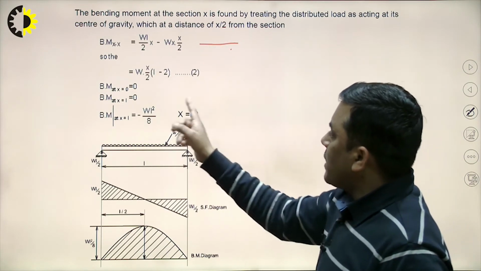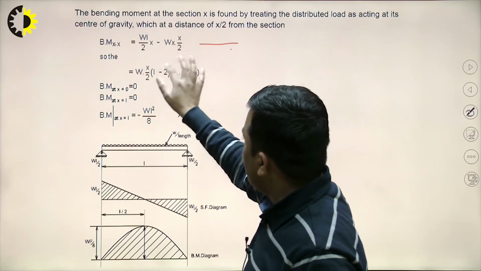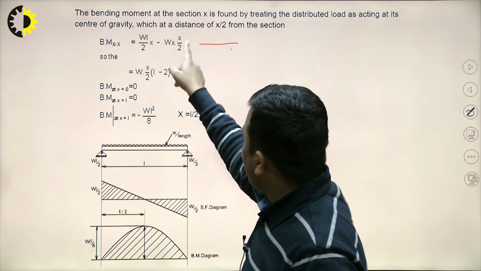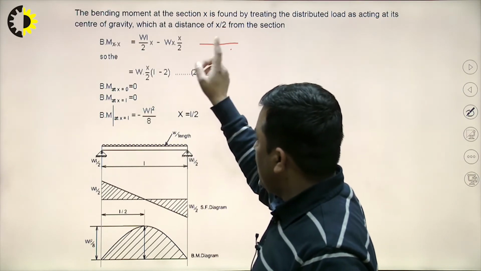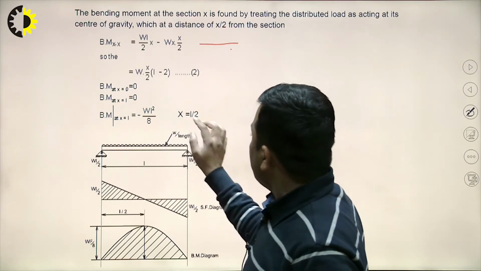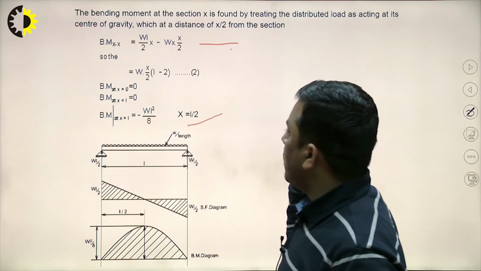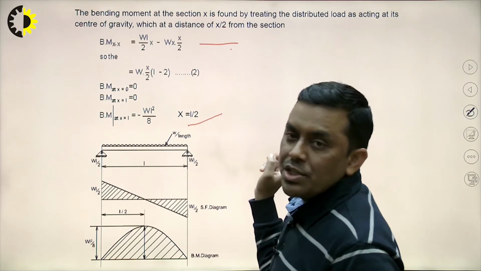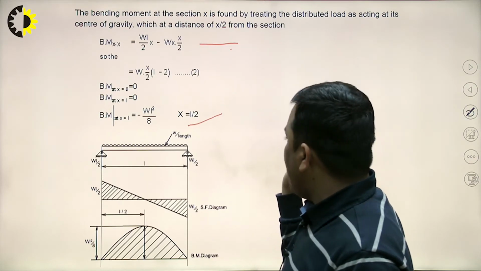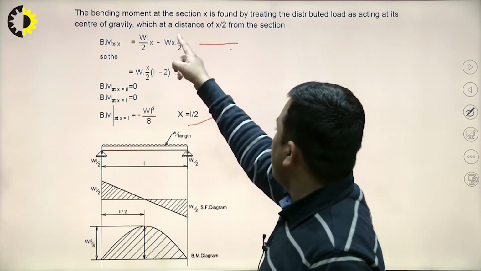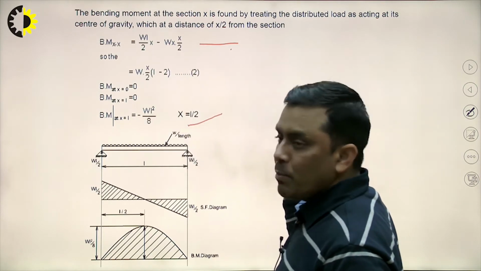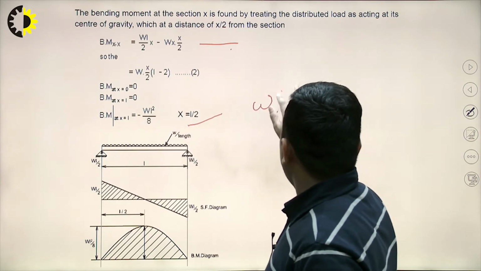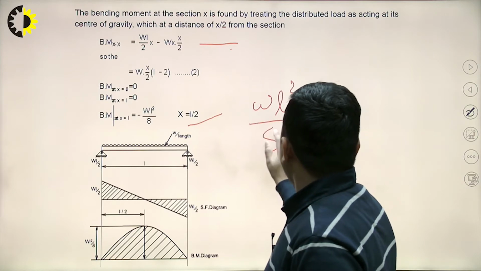So, at x equal to 0, bending moment will be 0. At x equal to L, put the value L here, it will be 0. And at x equal to L/2, it is coming out WL square by 8, by putting the value here. It will be positive, WL square by 8.